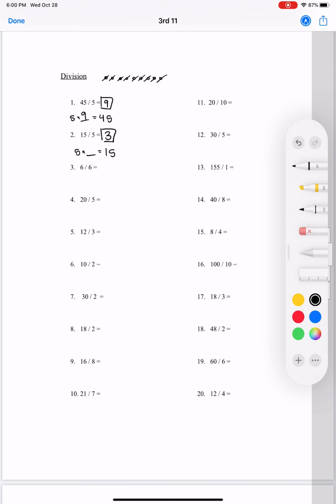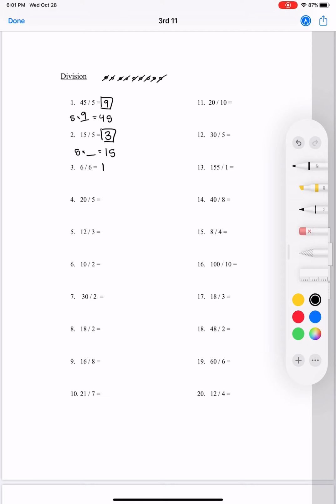Okay, 6 divided by 6. When you divide a number by itself, you get 1, no matter what number it is. If it's 8 divided by 8, you get 1. If it's 1,000 divided by 1,000, then you get 1. So no matter what, if you divide a number by itself, you get the number 1.